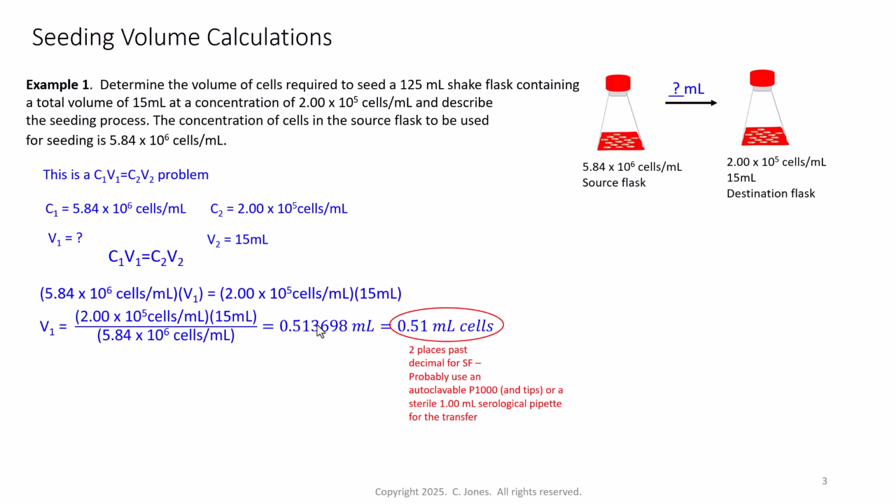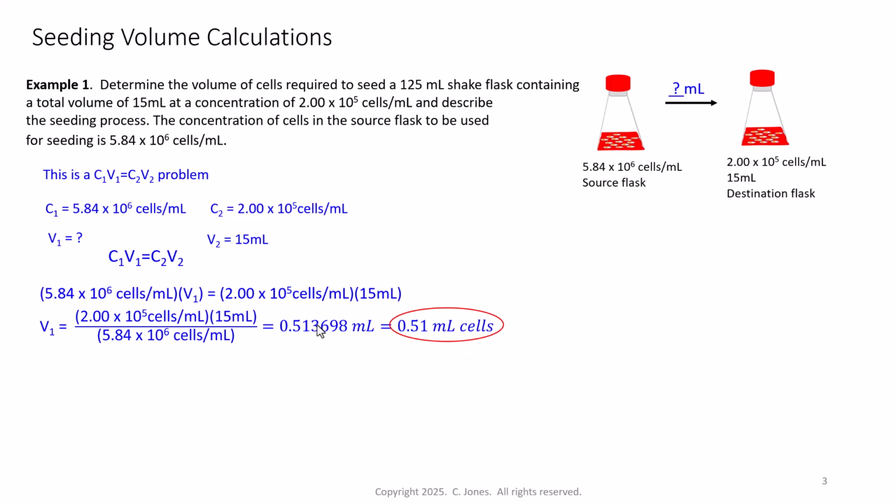So just practically thinking, what would you use to do that? In my lab, I would either use an autoclavable P1000 and of course autoclaved tips, or I would use a sterile 1 ml serological pipette to do the transfer.